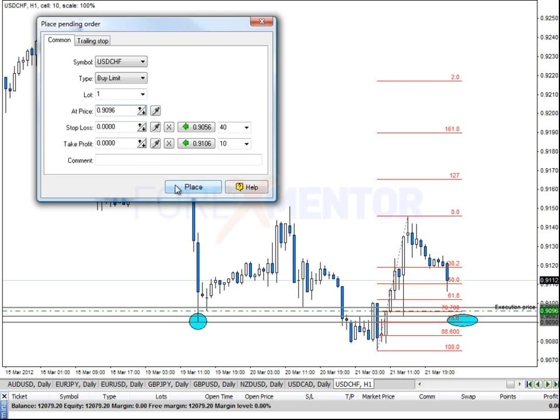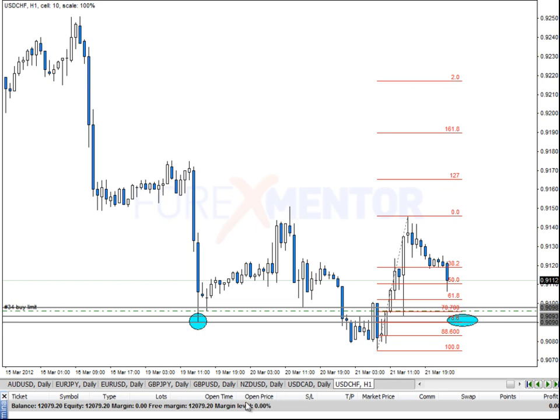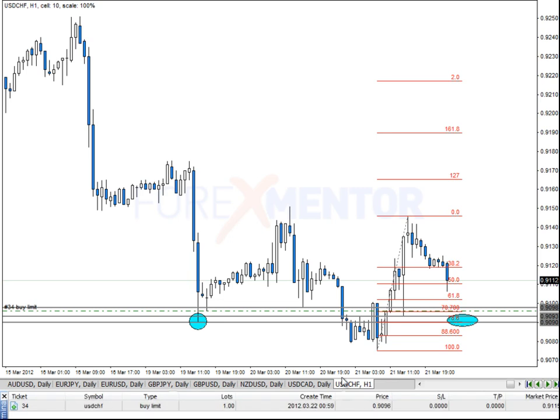Okay, they need those areas to get into the market. Okay, that's just how these orders work.